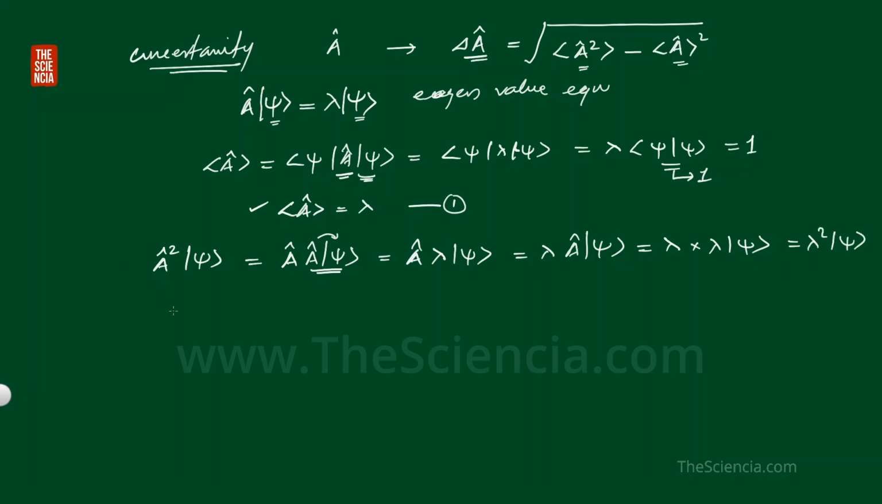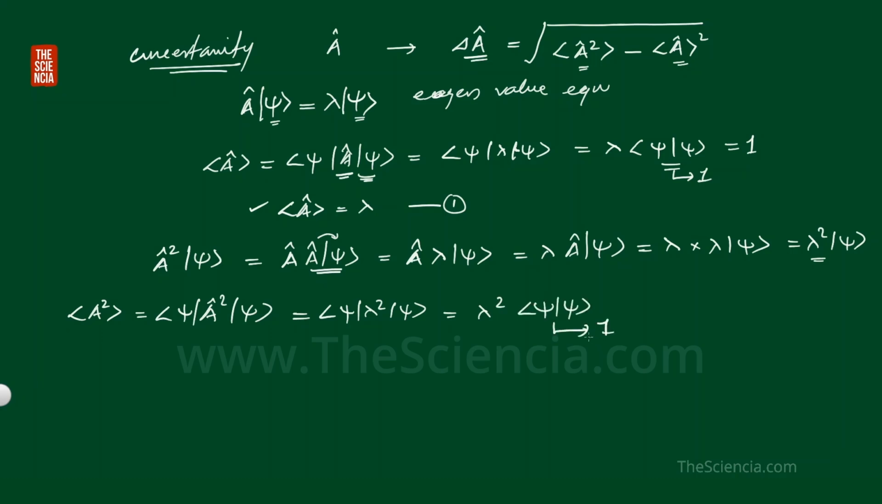So again I want to find the expectation value of A square, that is equal to bra psi A square ket psi. So I have to multiply the left hand side of this equation by bra psi, that is bra psi lambda square ket psi. Here I can take this lambda square outside, that is lambda square into bra psi ket psi. You know this is normalized, so it is equal to 1. That is, we got the expectation value of A square is equal to lambda square.